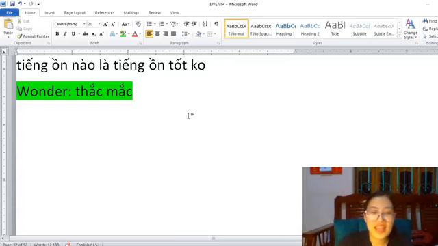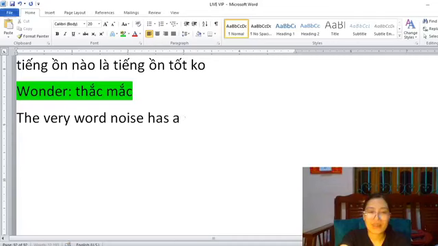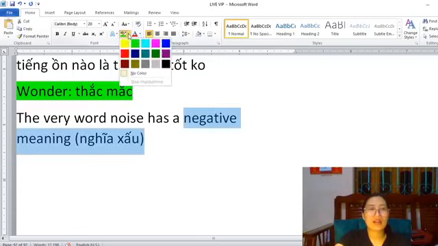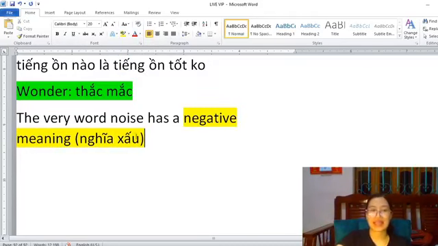Okay, câu này cô nói luôn nhá. The very word noise has a negative meaning. Cụm từ negative meaning mang nghĩa là nghĩa xấu đúng không? Nghĩa xấu, hoặc là nghĩa mang cái tính chất là nó không được tốt đẹp. Negative meaning. The very word noise has a negative meaning.